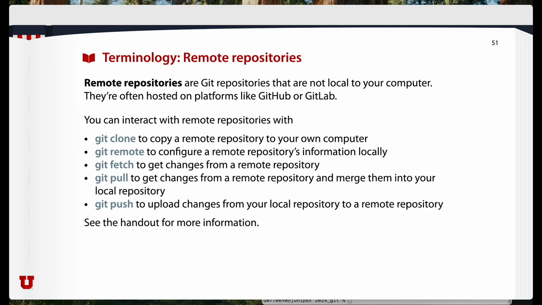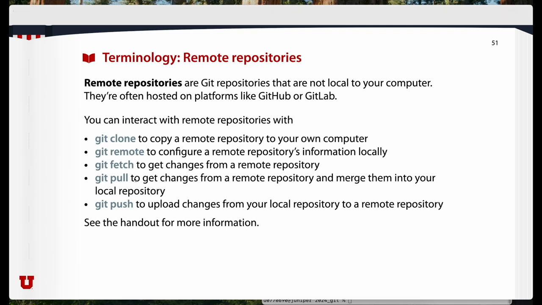You can use git fetch to pull changes from a remote repository. You can use git pull, which will run basically a git fetch and then try and merge the changes into your local repository. And you can use git push to upload changes from your local repository to a remote repository.